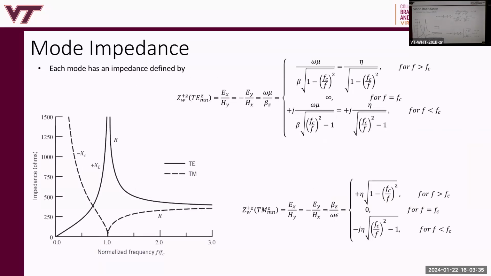The significance of the modal impedance is that at the cutoff frequency, we have for TE modes an infinite impedance, and for TM modes, we have a zero impedance. And above the cutoff frequency, we have purely resistive wave impedance. E over H is resistive, right? Just like free space, E over H is 377. Below the cutoff frequency, the impedance is reactive, indicating no power flow in the direction of propagation.